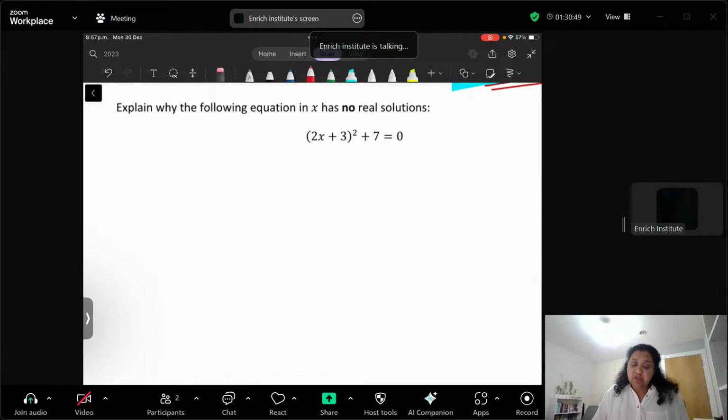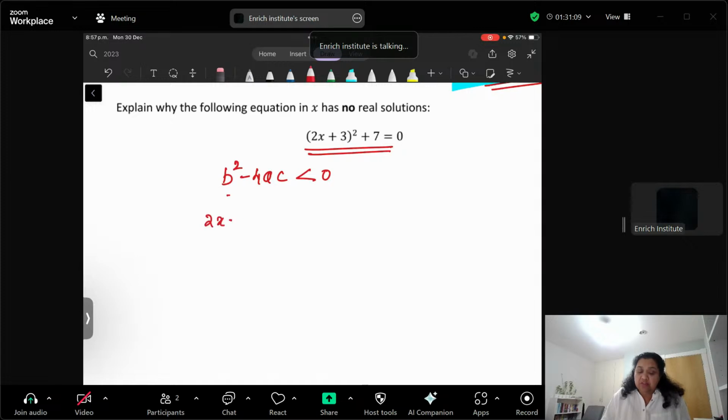Explain why the following in X has no real solution. So what do you mean by no real solution? No real solution means b square minus 4ac is less than 0. Okay, so you simplify this. How do you find b square minus 4ac? Because first you have to simplify this. 2x plus 3 the whole square plus 7 is equal to 0.